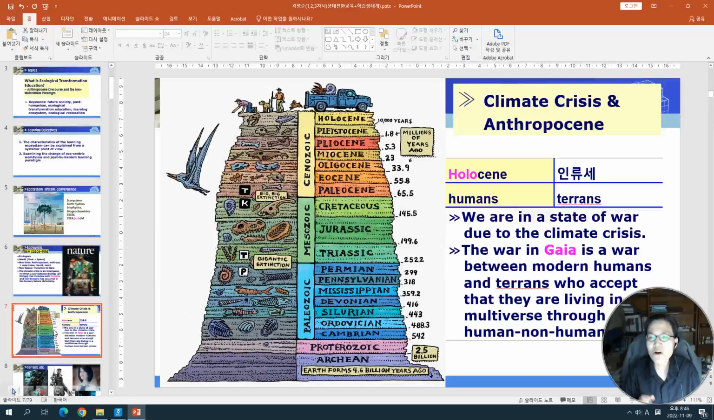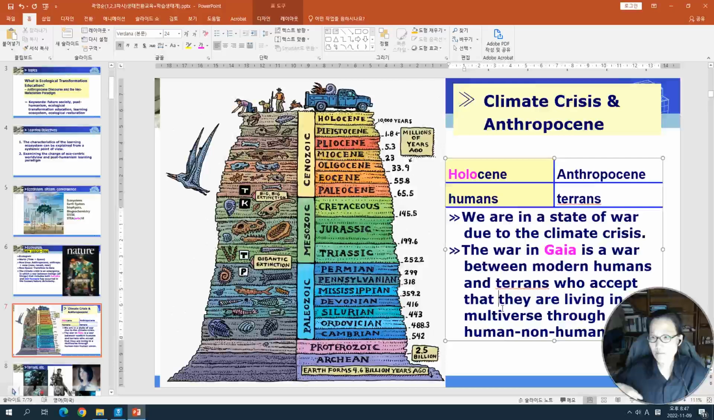So they are predicting we will move into another time era. We are living in Holocene. Holo means after ice age. We have moved into Holocene, which means a whole new world. So we are the dominant species, human beings, or Homo sapiens, right? But with the climate crisis, they are predicting we are moving into Anthropocene. In that Anthropocene, there will be another dominant species, so-called Terrans.